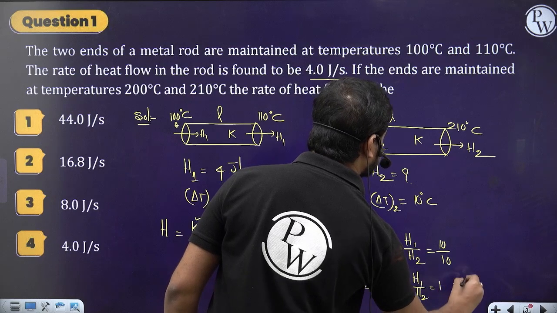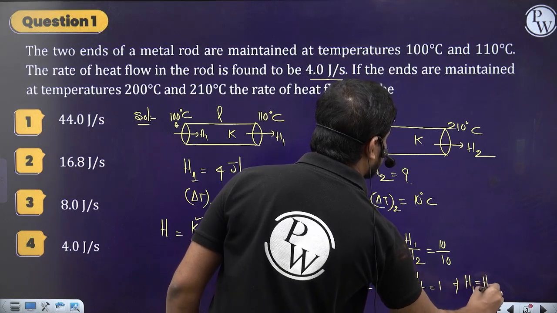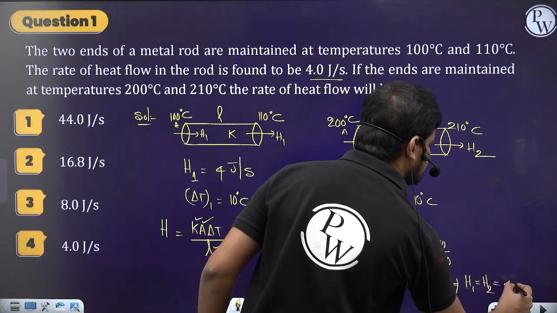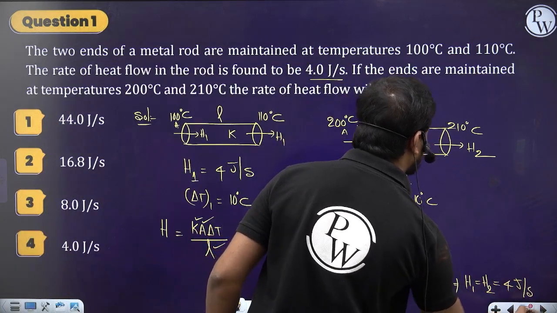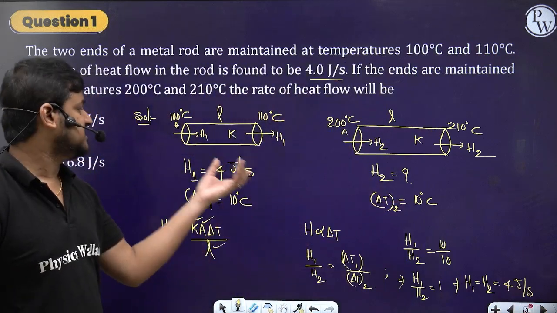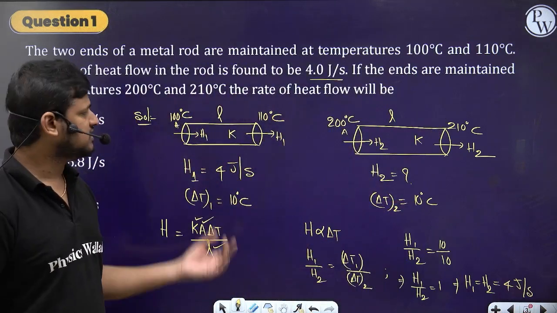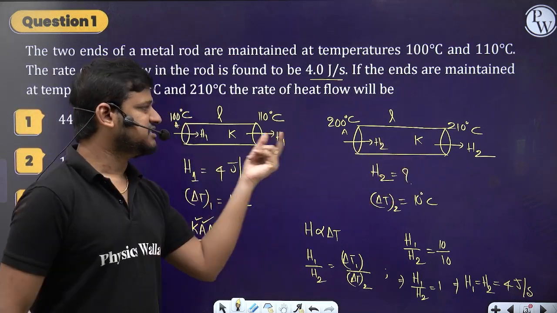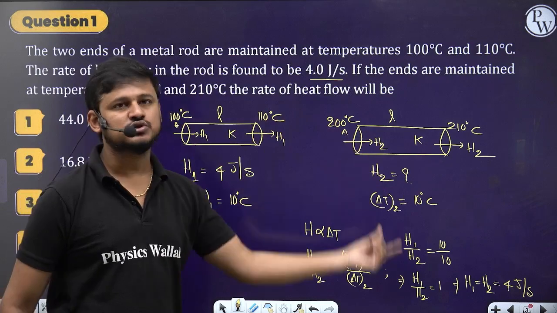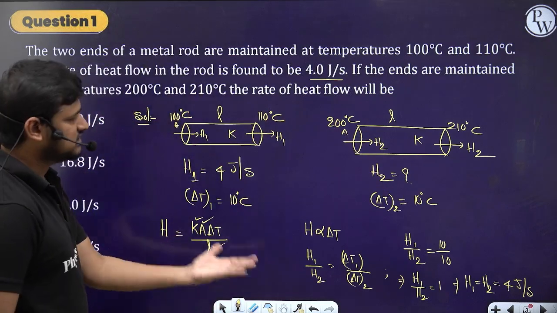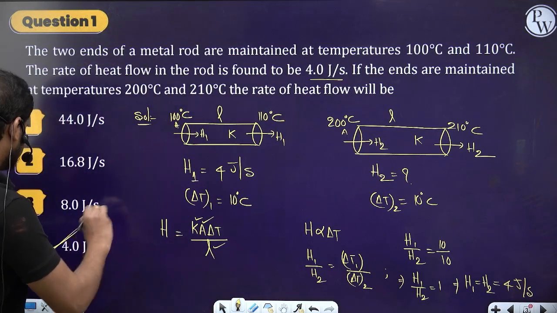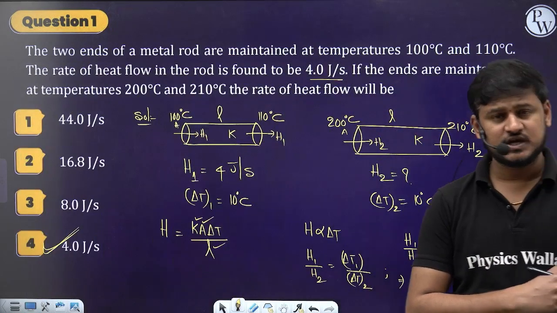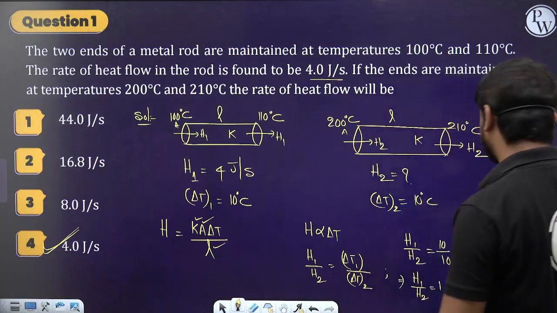So from here H1 equals H2, which is nothing but H1, which they already gave as 4 joule per second. That means as the dimensions of the rod are not changing, the same amount of heat flows in this one as well, because the ends are maintained at the same temperature difference, the dimensions are same and the metal rod is also same. So the answer is 4 joule per second, option 4. Clear, guys? Understood? Chalo. Good. So let's move further.